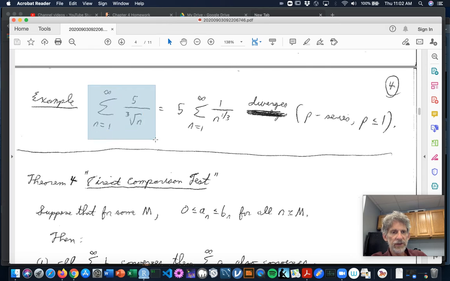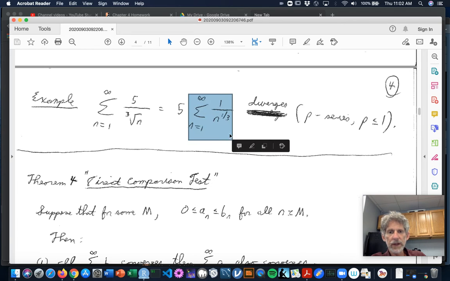Let's check out this infinite series. I can factor out the 5, and I can write the cube root of n as n to the 1/3, and all of a sudden I'm looking at a p-series where the p is 1/3, less than or equal to 1, and so I know this thing diverges.